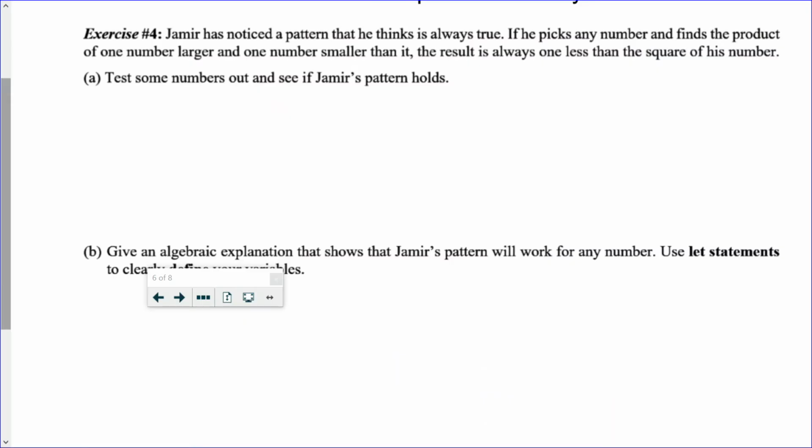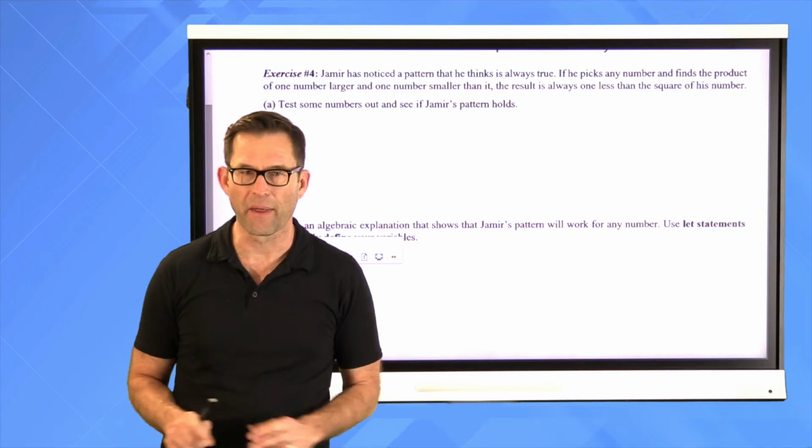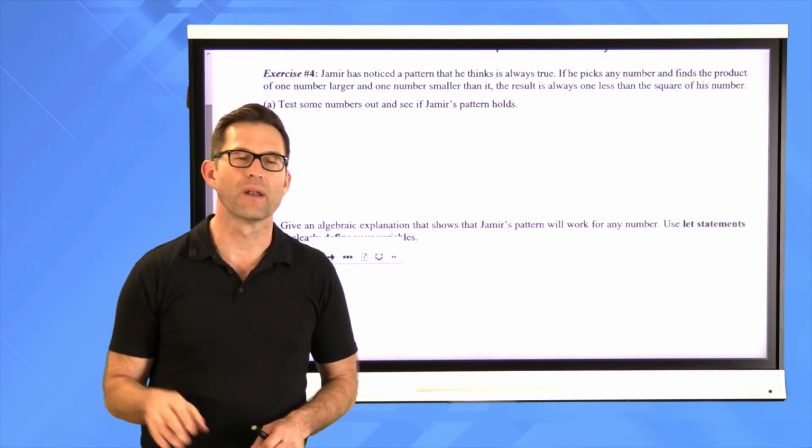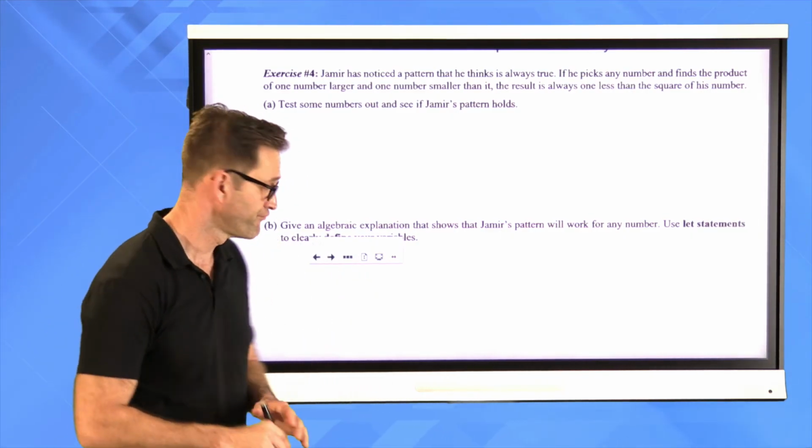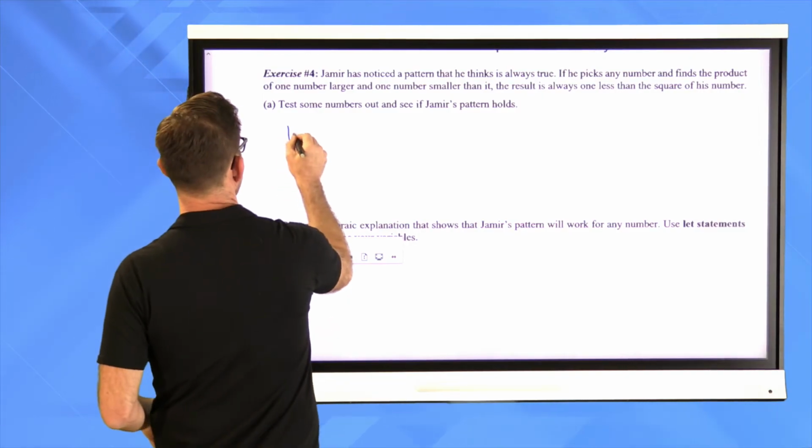Jameer has noticed a pattern that he thinks is always true. If he picks any number and finds the product of one number larger and one number smaller than it, the result is always one less than the square of his number. All right, and letter A says, test some numbers out and see if Jameer's pattern holds. So this is cool, right? All right, so let's talk about this. Jameer has figured out that if he grabs a number like 10, let's go with 10, right?